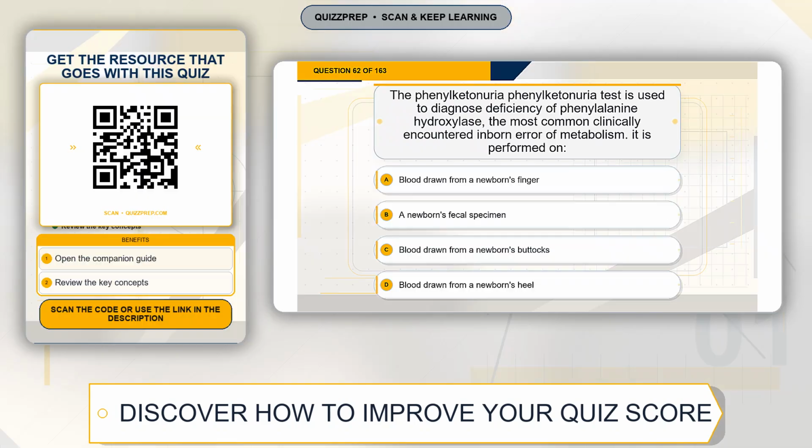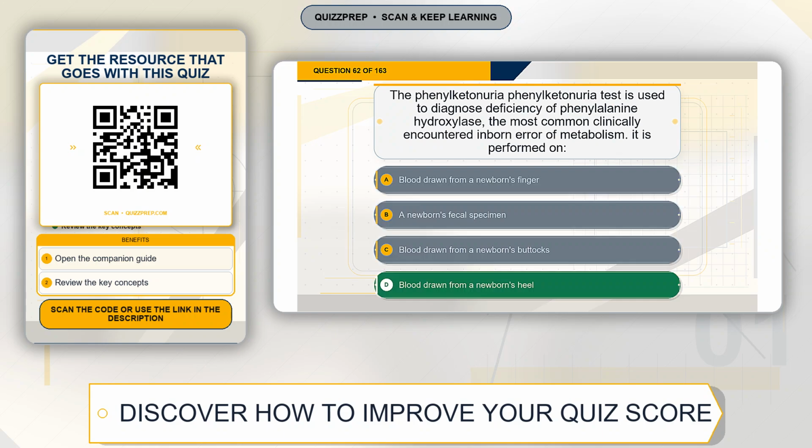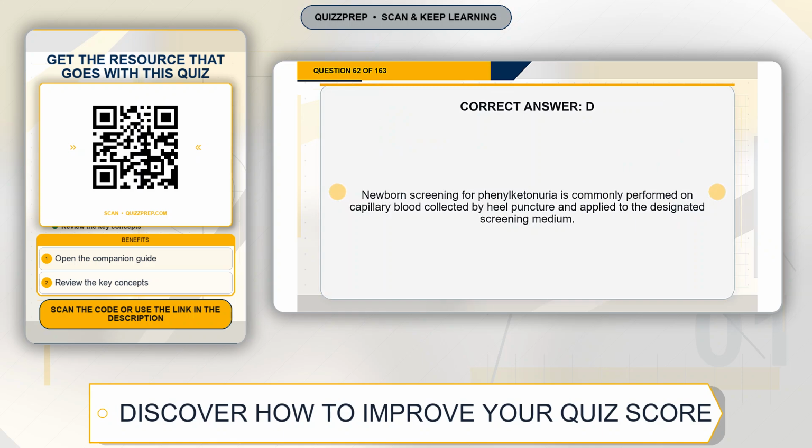Question 62. The phenylketonuria test is used to diagnose deficiency of phenylalanine hydroxylase, the most common clinically encountered inborn error of metabolism. It is performed on: Option A, blood drawn from a newborn's finger. Option B, a newborn's fecal specimen. Option C, blood drawn from a newborn's buttocks. Option D, blood drawn from a newborn's heel. The correct answer is option D, blood drawn from a newborn's heel. Explanation. Newborn screening for phenylketonuria is commonly performed on capillary blood collected by heel puncture and applied to the designated screening medium.